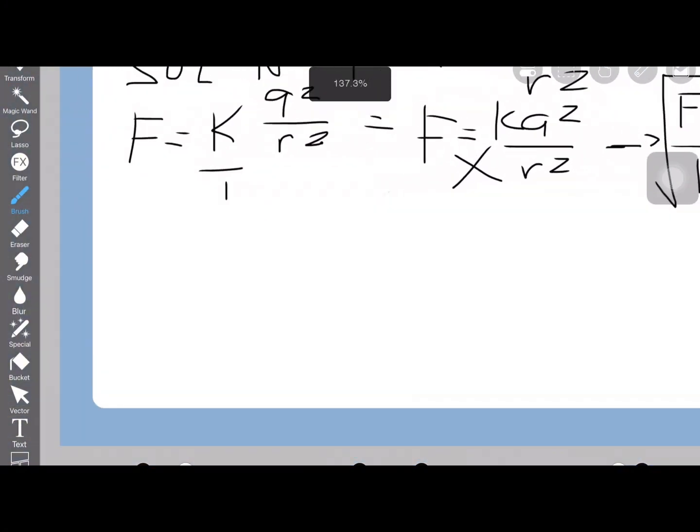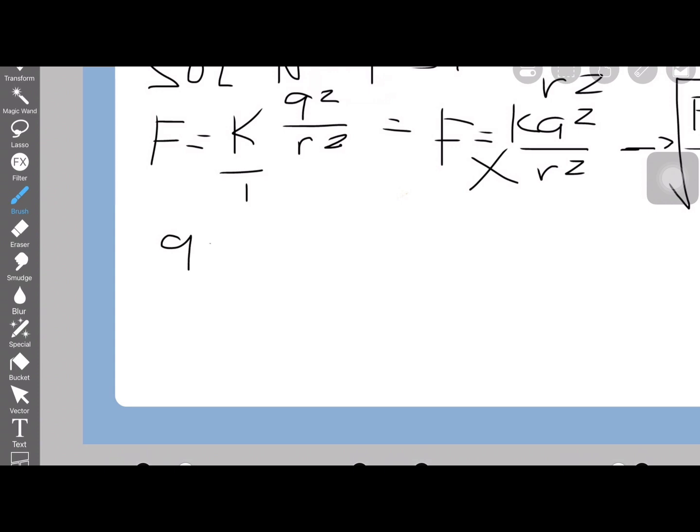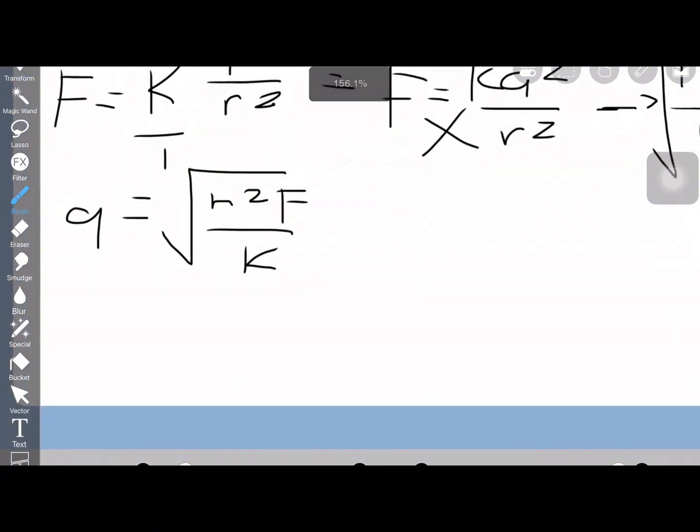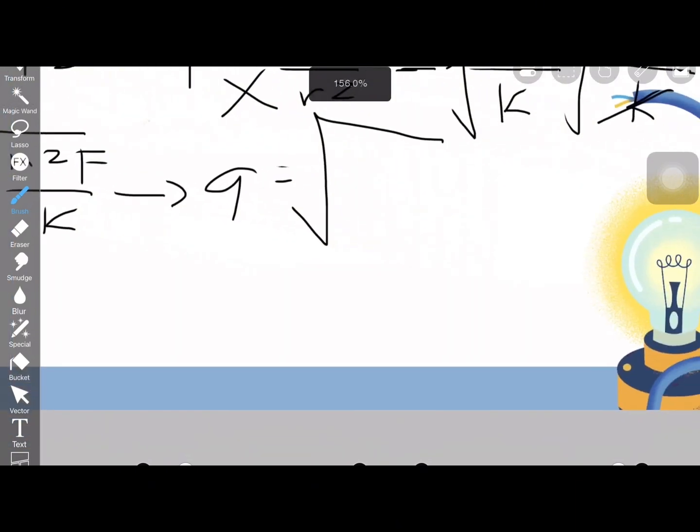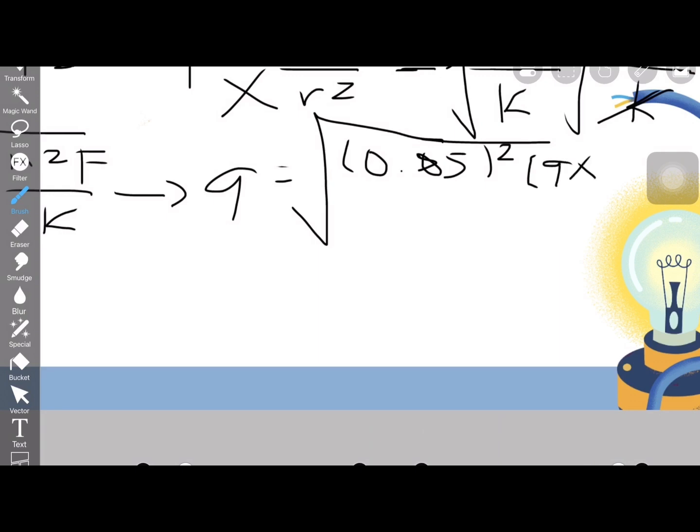So with this, we have the final formula of Q is equals to square root of r squared f all over k. Again, very simple. So with this, we can just input the values. Let us input that value. So square root of 0.05 for our own, 0.5 squared times 9 times 10, negative 13.